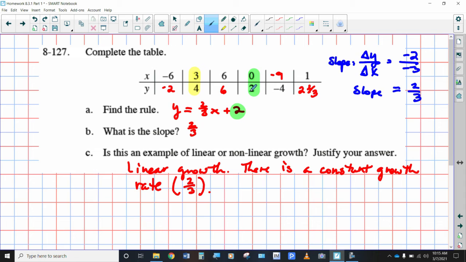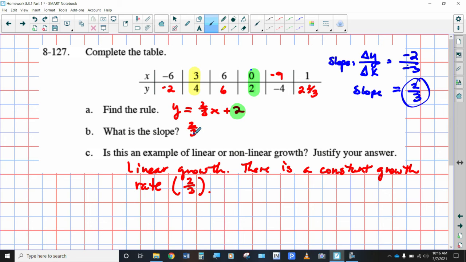If we go from here, the change in y is increasing by 2, and the change in x is increasing by 3, so your slope is going to be 2/3. But if you started with this one, you go down 2, that's a negative 2, and this one, 0 minus 3, you go down 3. You've got two negatives, and whenever you've got a fraction with two negatives, they cancel each other out to make it positive. So definitely y equals 2/3 of x plus 2.